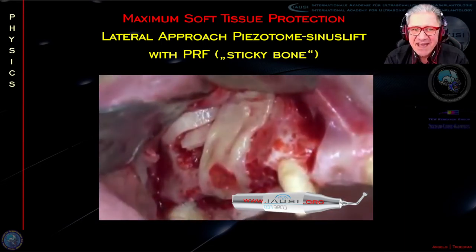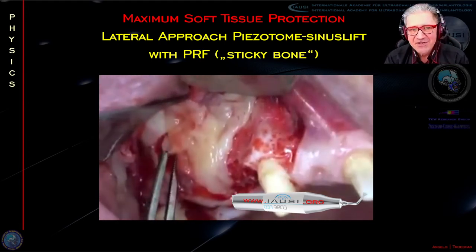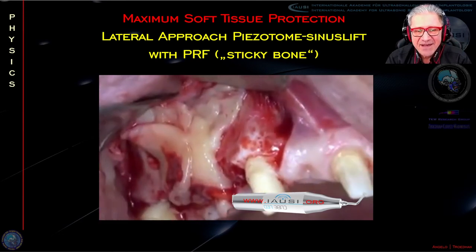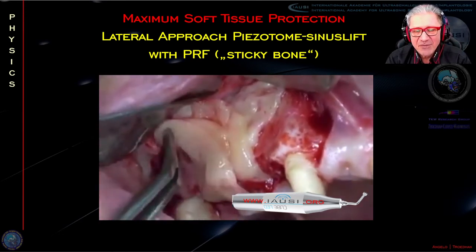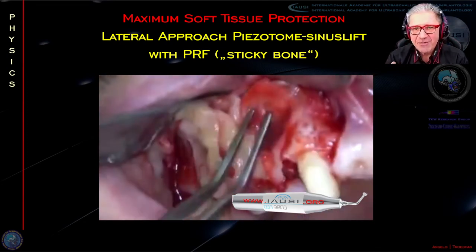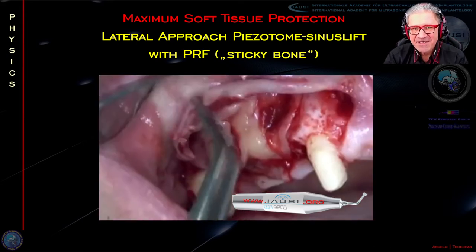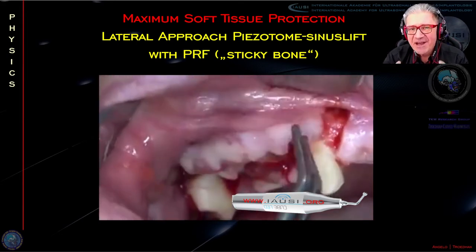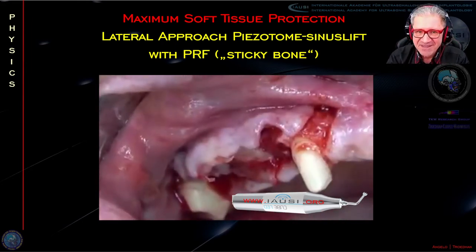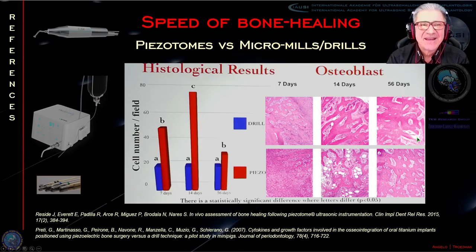Sometimes I just leave it on the sinus membrane and I just flip it up at the 90 degree angle. So I have a nice depiction also in two-dimensional radiographs. And finally, the opened window then is covered with PRF membranes. And always keep in mind, it's just fibrin. So if there is a bleeding and if there is a stable blood clot, it's exactly the same. It's only that the PRF concentrates all the bone regenerative proteins. And that's the only difference between the natural blood clot and PRF.